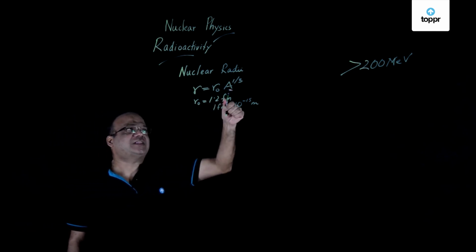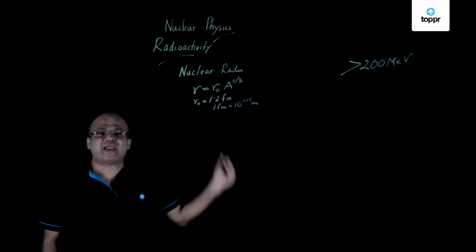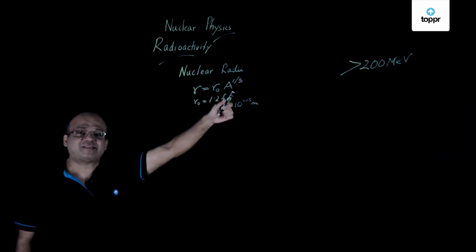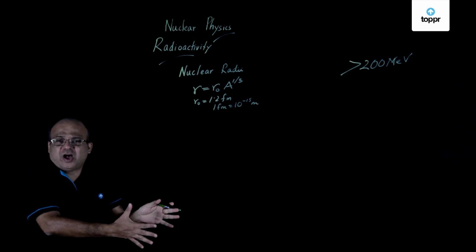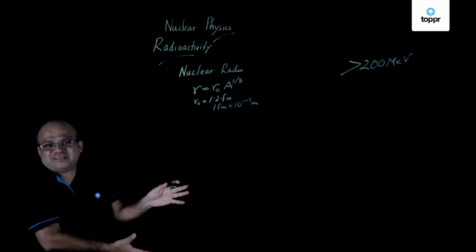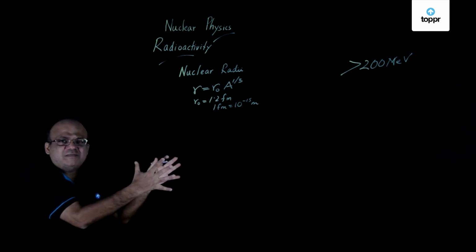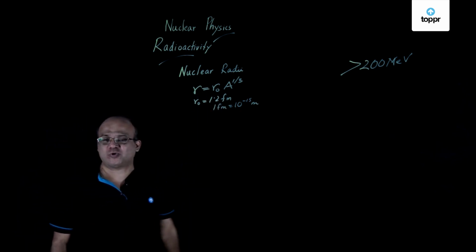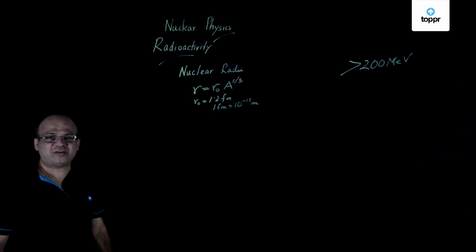Based on the mass number, we can find the radius of any nucleus. It depends on the mass number. It does not depend on how many are protons and how many are neutrons. You look at the overall mass number and use this formula, R equal to R naught A to the power 1 by 3.